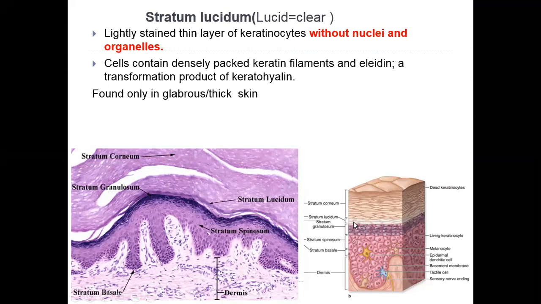Stratum lucidum is the fourth layer. Here the cells are dead and lose the nucleus and organelles, so this area looks white in color. Lucid means clear, so this is the clear area. Since the nucleus and the cell organelles are absent, it takes very little stain, and they have densely packed keratin filaments and eleidin, which is a transformation product of keratohyalin. Keratohyalin granules we have seen on the previous slide, which are present in stratum granulosum.